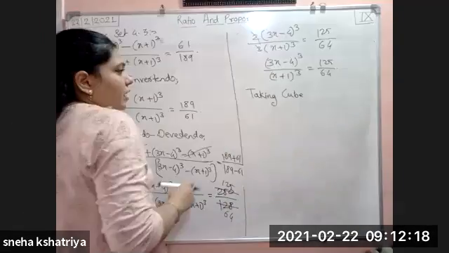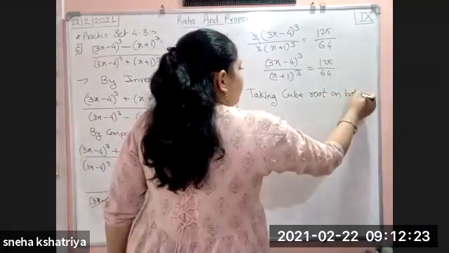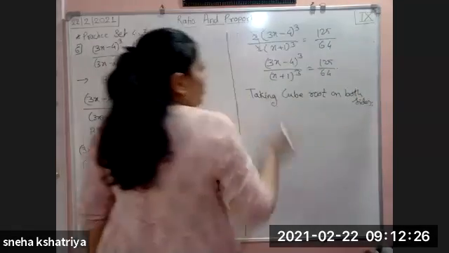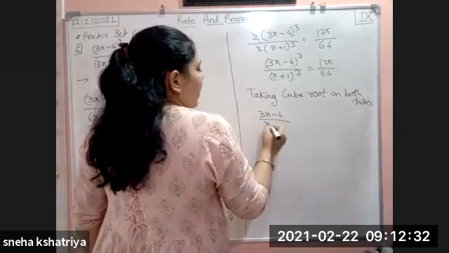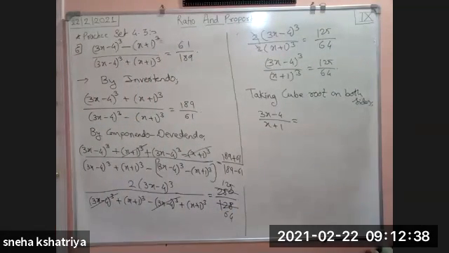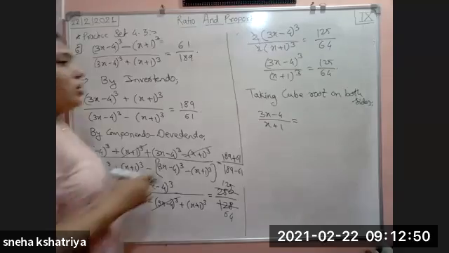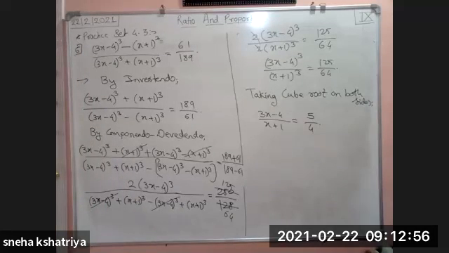Taking cube root. It is already a cube, so we have to take the cube root on both sides. So this cube will get cancelled. What we will get? (3x - 4)/(x + 1) is equal to 125 upon 64. 125 is the cube of 5, because 5 5s are 25, 25 5s are 125, and 64 is the cube of 4. 4 4s are 16, 16 4s are 64. So at the right side it becomes the cube of 5 upon 4, 125 and 64.